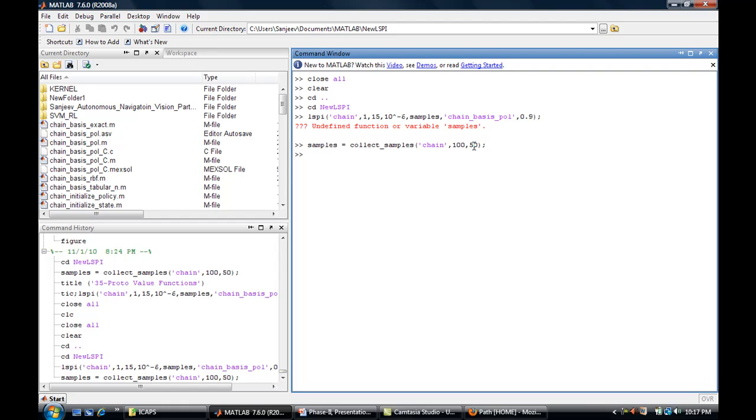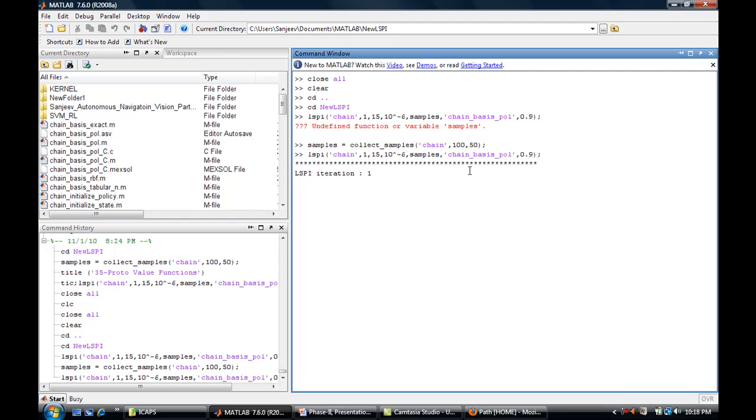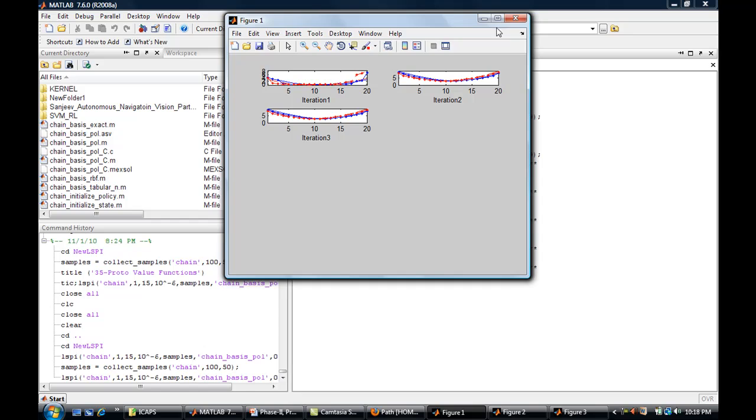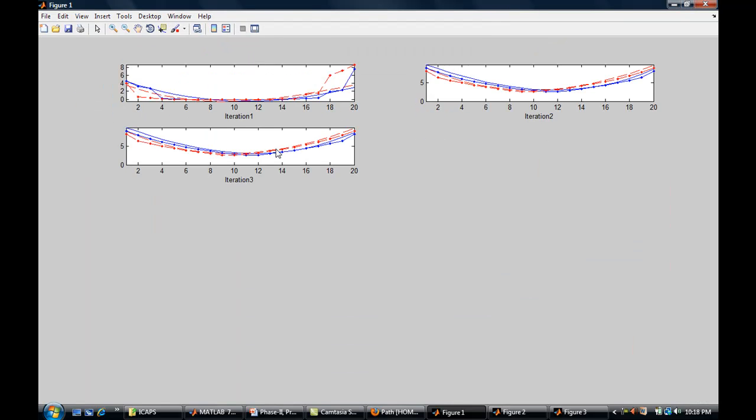So once I have collected the samples, I can initiate the LSPI algorithm. I'm using a discount factor of 0.9, and I'm using the value of epsilon as 10 to the power negative 6, and the maximum number of iterations is 15. LSPI took 3 iterations to converge, and as we can see, it has found the optimal policy. The blue represents the left action and red represents the right action. And this is the value function. It shows that red, the right action, is favored in states 11 to 20, and blue, the left action, is favored in states 1 to 10.